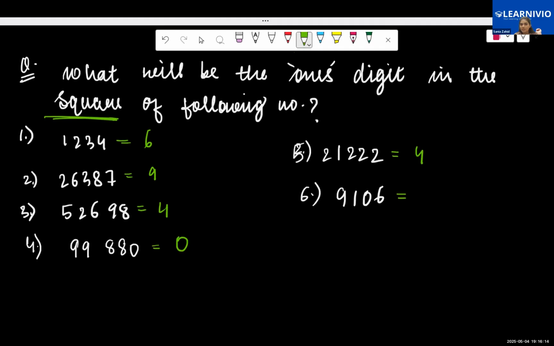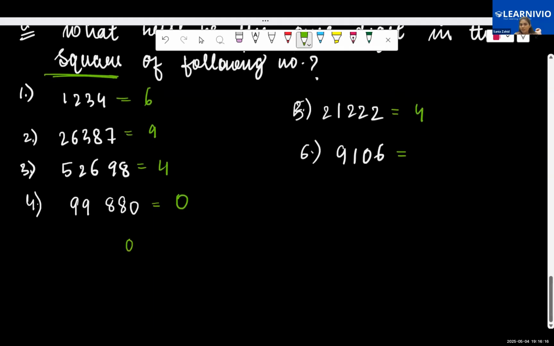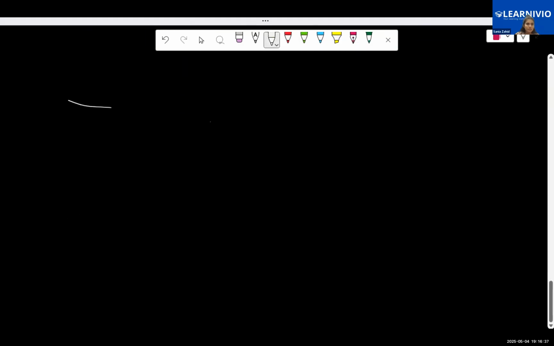See, the fourth question is ending with 0. So what is 0 square? 0 into 0 gives you 0 only. So any number ending with 0, the square will also end with 0. Okay. Fifth one, the answer is 4. And sixth one, the answer is 1. 6 only. Okay, because 6 into 6 gives 36. So this is how you solve the question. You have one more question now.